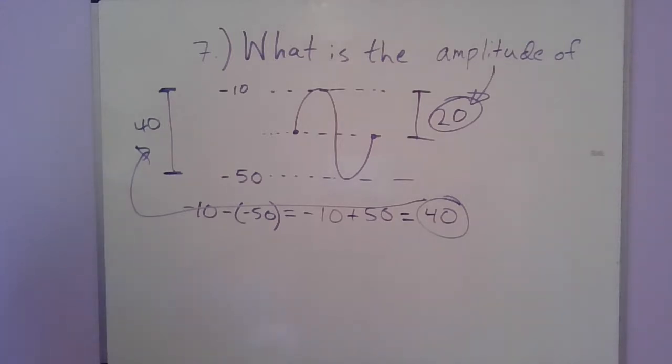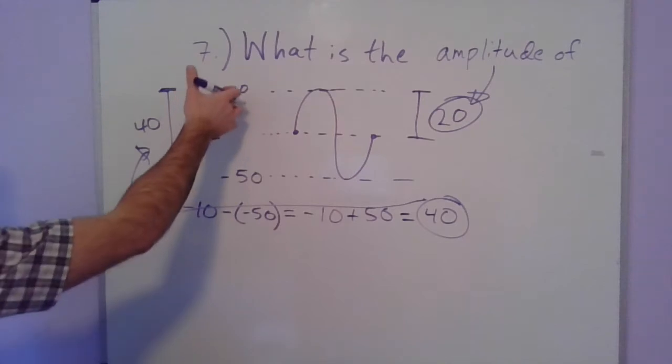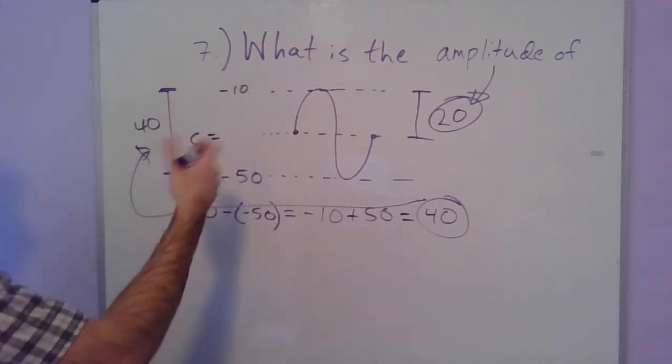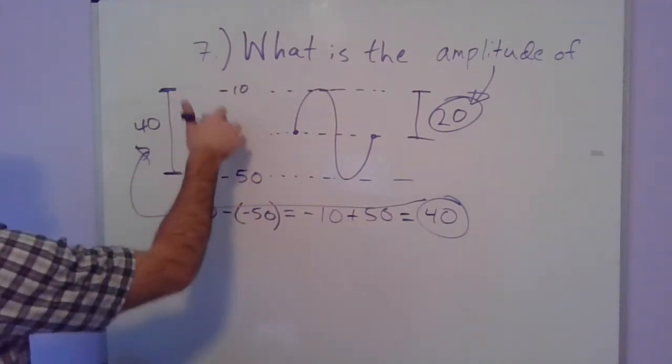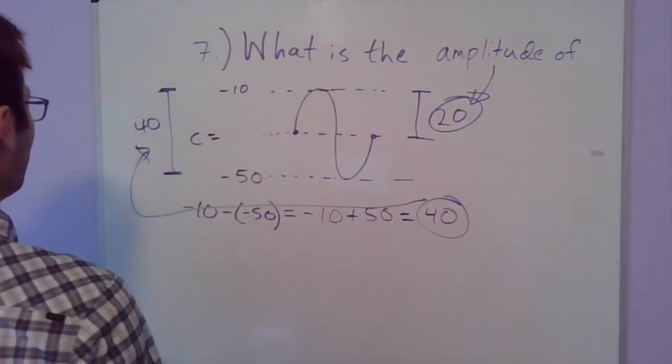You know, the other way you could do it, you could find the midline, still using the same thing. You go minus 10 plus a negative 50 divided by 2, and then say, well, what's the distance from there to there? You can do it that way as well. You know, whatever you're feeling, I guess.